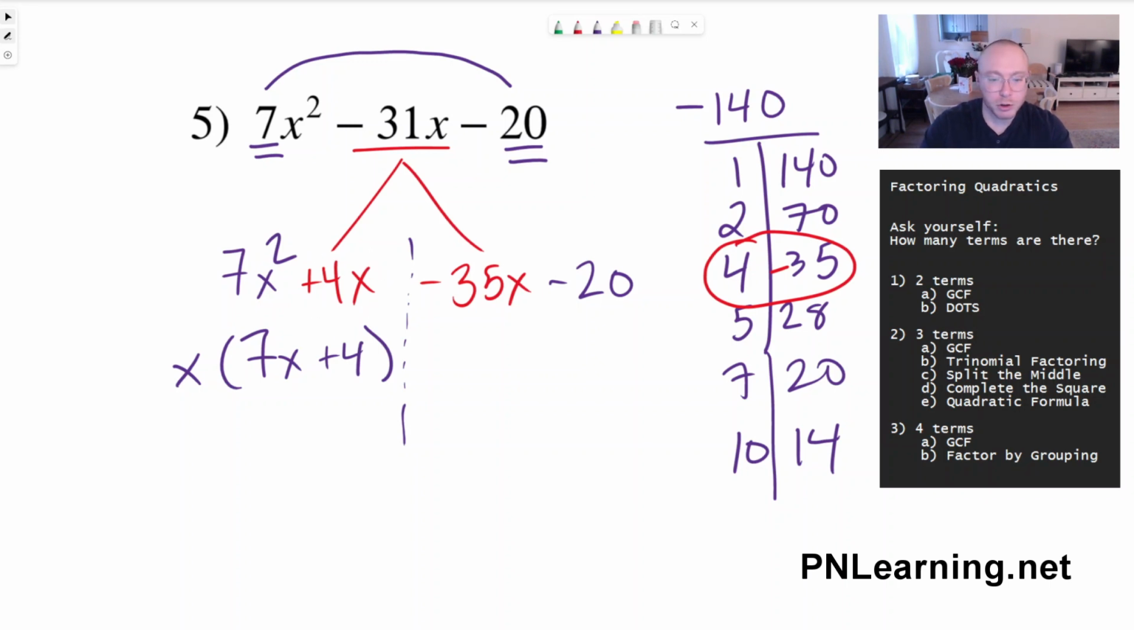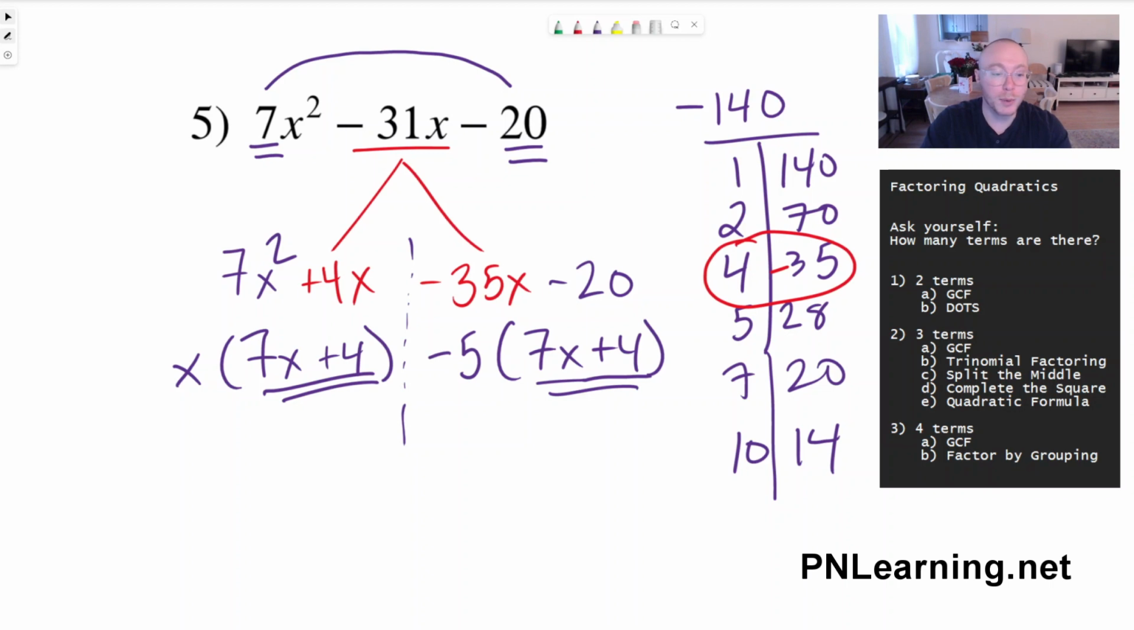Let's look at the next 2 terms, negative 35x and negative 20. These numbers are both divisible by 5, so we could take out a 5 or we could take out a negative 5, but we want to make this decision based on what we got over here. Our goal is to get the same exact thing right here. And if you take out a negative 5 in this case, you'll be able to get the positive 7x plus 4.